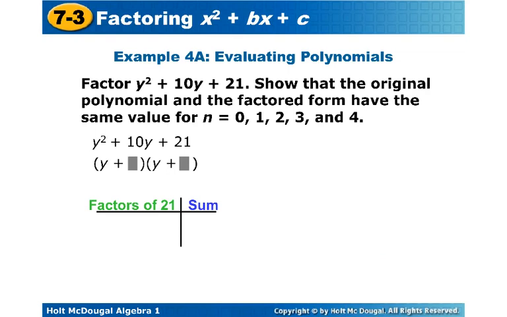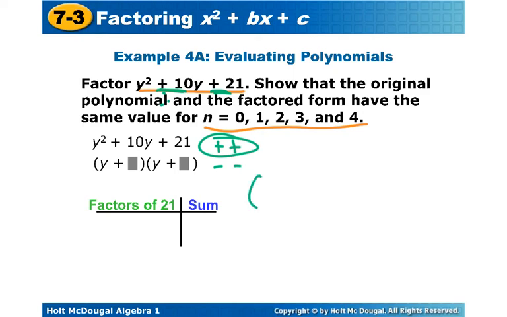So what we're going to have to do first is they want us to factor y squared plus 10y plus 21. And then they want us to show that the original polynomial and the factored form have the same value for n equal to these 5 numbers. So first you're going to have to factor this trinomial here. Looking at your last term, it's positive, meaning you have the same signs, either plus plus or negative negative. Middle term is positive, meaning I only need 2 positive numbers.